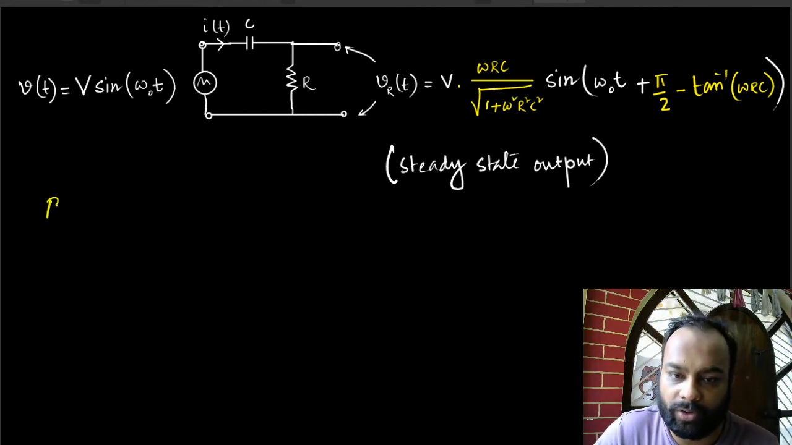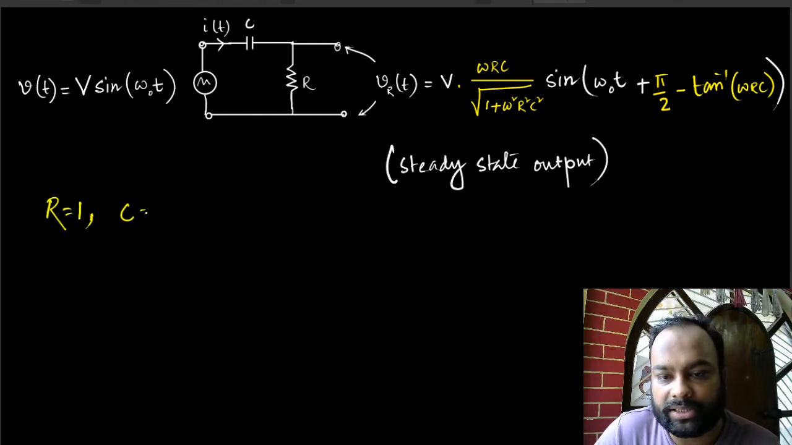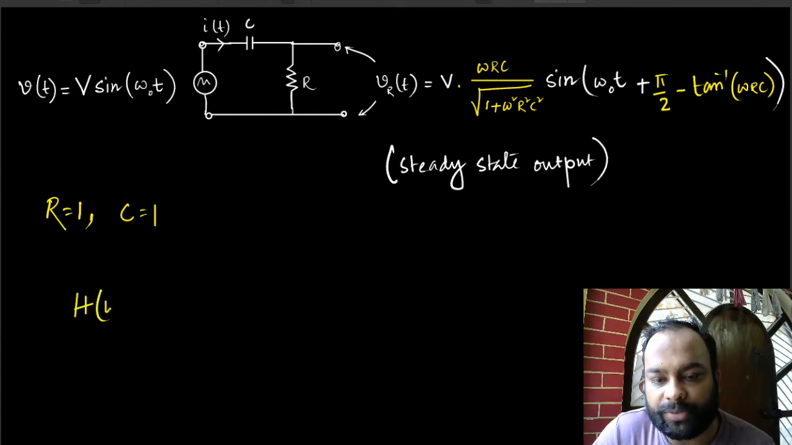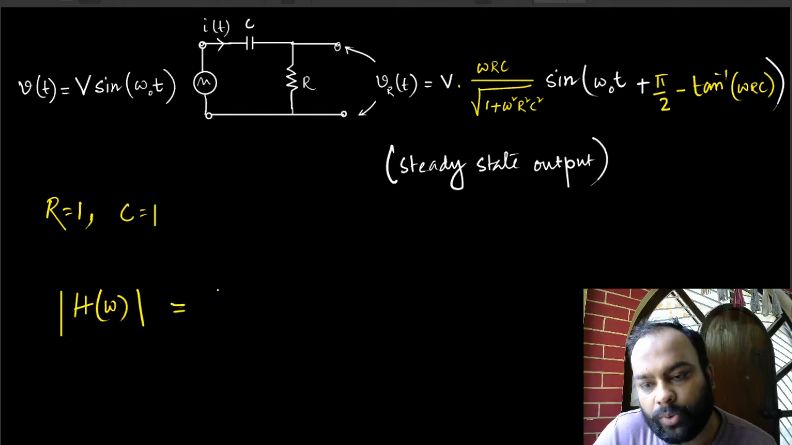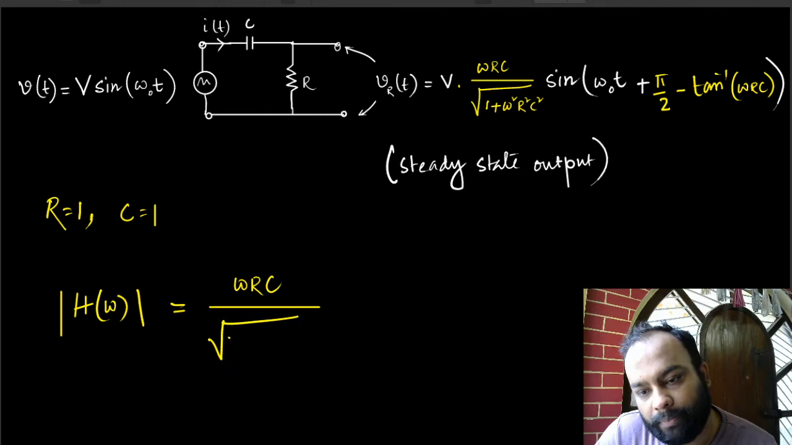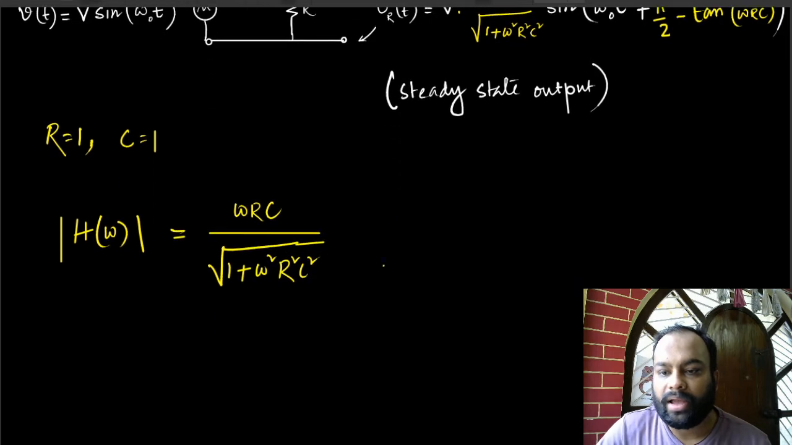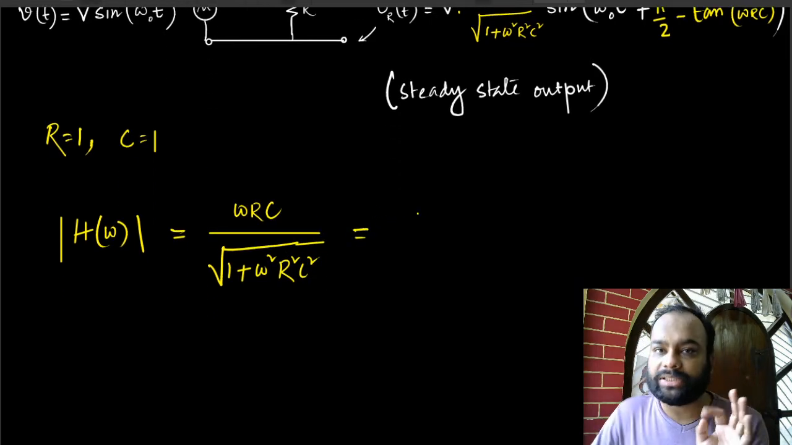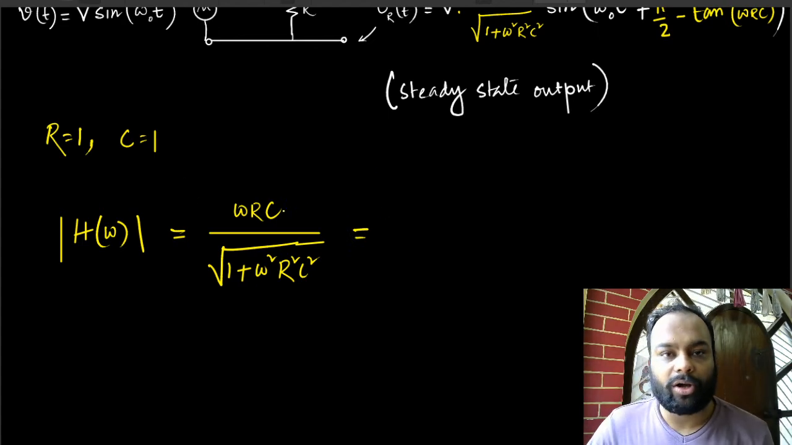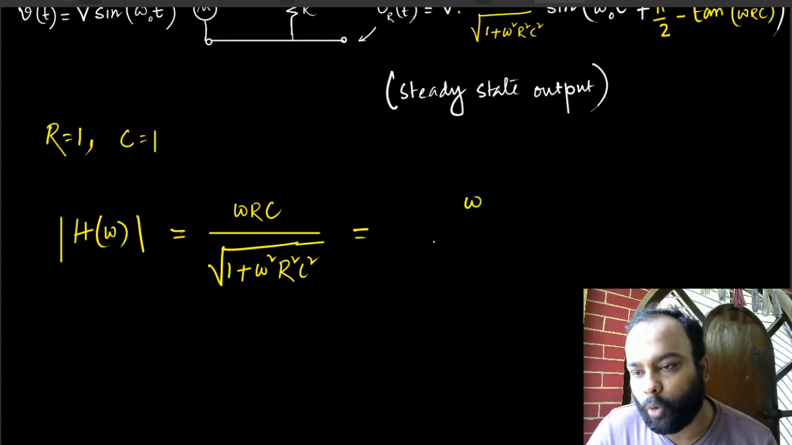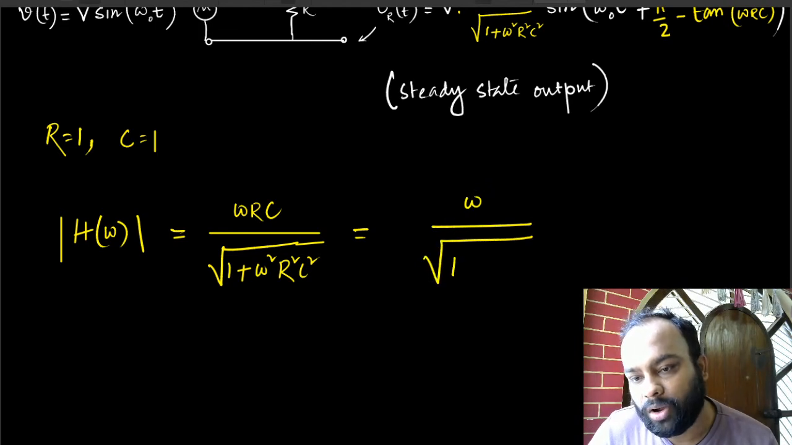So let's assume some particular values here. R equal to 1, say C equal to 1. So what is the amplitude response? Amplitude response was this quantity, omega R C by root over 1 plus omega square R square C square. With this particular example where R is equal to 1, C is equal to 1, and again we shall see better examples than this, this quantity becomes omega divided by root over 1 plus omega square.